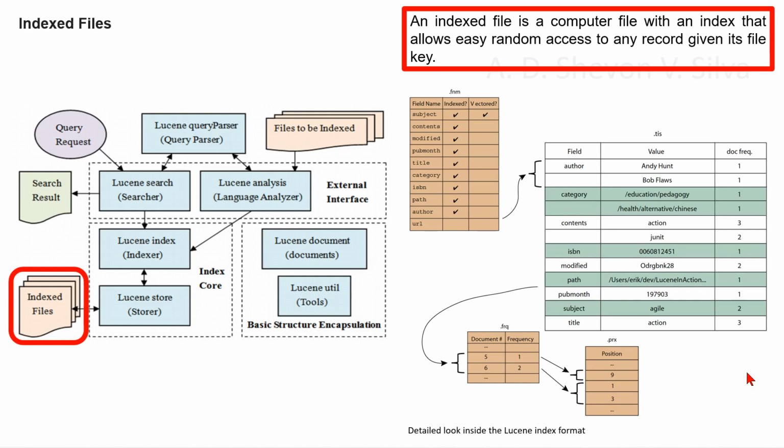tvd files. Norms. The .nrm file contains normalization factors that represent the boost information gathered during indexing. Each document has one byte in this file which encodes the combination of document's boost, that field's boost, and normalization factor based on the overall length of the content in that field.